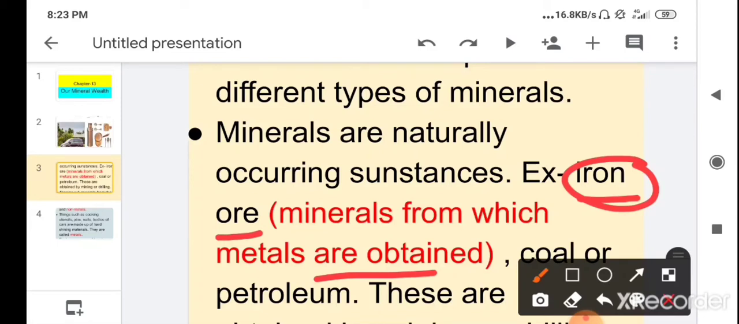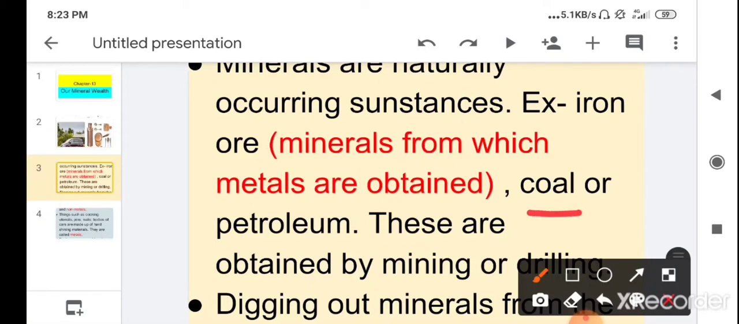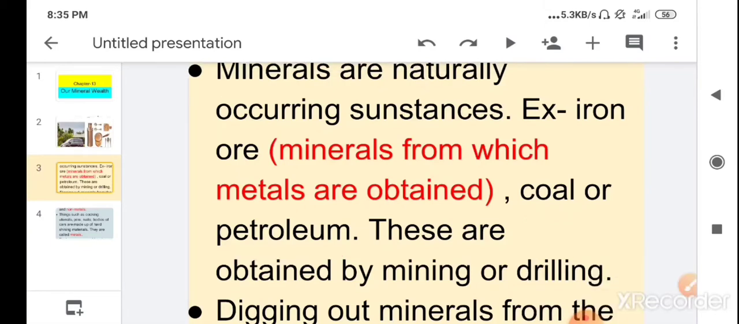For example, from iron we get steel. So iron is an ore, iron ore. Ore means the minerals from which metals are obtained. And other examples of minerals are coal and petroleum. So once again, what are the examples of minerals? Iron ore, coal or petroleum are a few examples of minerals.